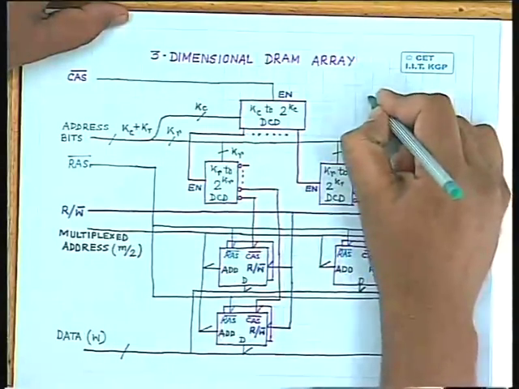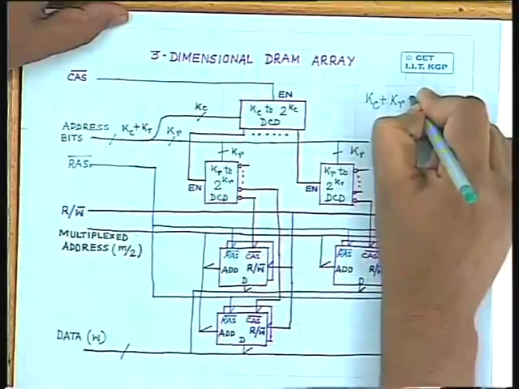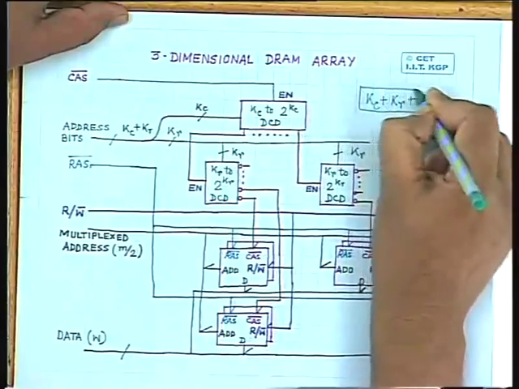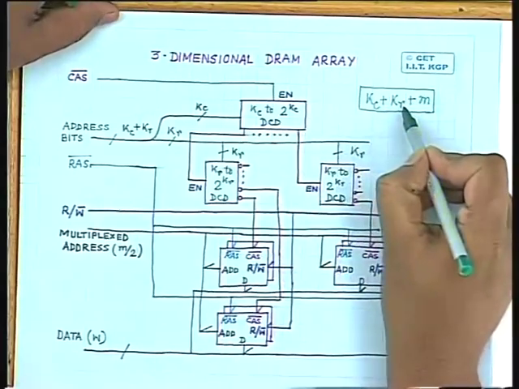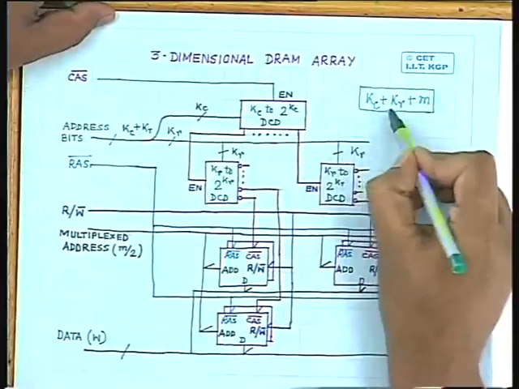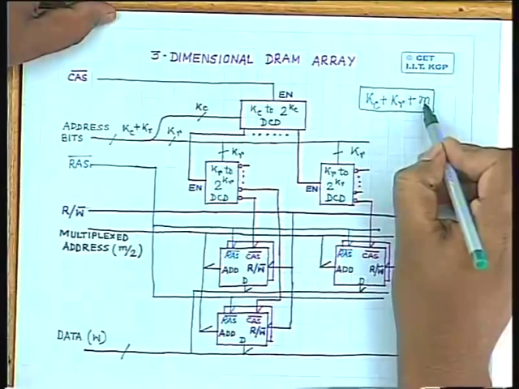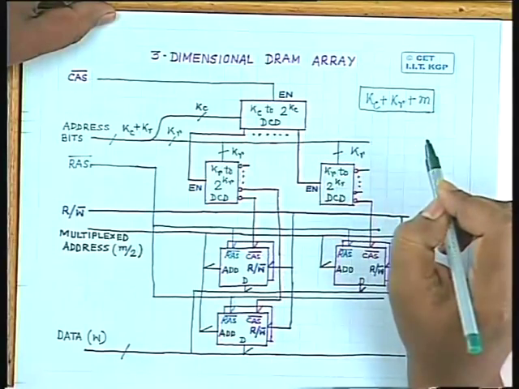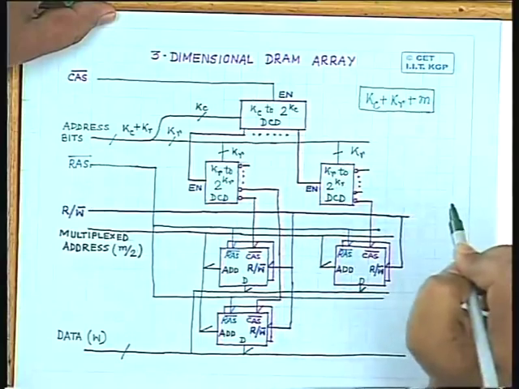So the total number of address bits will be KC plus KR plus M. This is the total number of address bits that will come to this three-dimensional memory chip array. Out of that, KC and KR number of bits are used as row address identification and column address identification, whereas these M number of bits are divided into two halves, M by 2 and M by 2. You have seen when you discussed a DRAM chip that first you have to give the row address along with the RAS bar signal, followed by the column address along with the CAS bar signal.